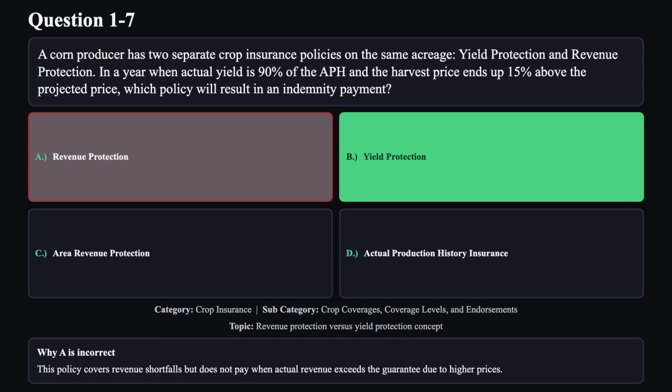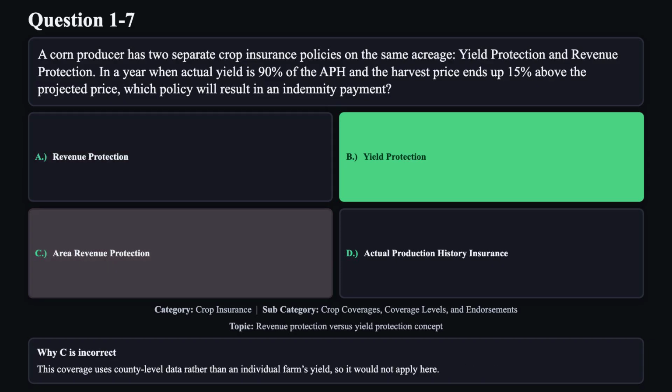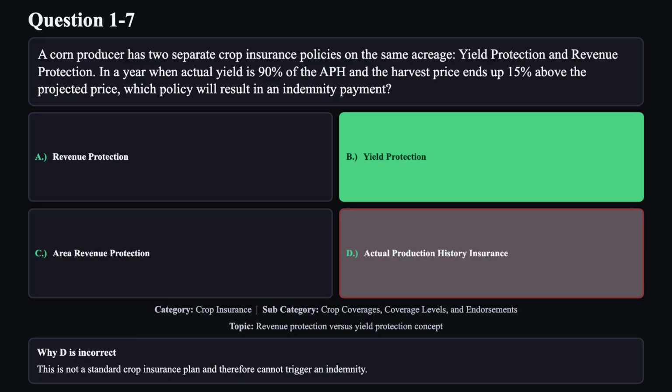Reason A is not correct. This policy covers revenue shortfalls but does not pay when actual revenue exceeds the guarantee due to higher prices. Reason C is not correct. This coverage uses county-level data rather than an individual farm's yield, so it would not apply here. Reason D is not correct. This is not a standard crop insurance plan, and therefore cannot trigger an indemnity.